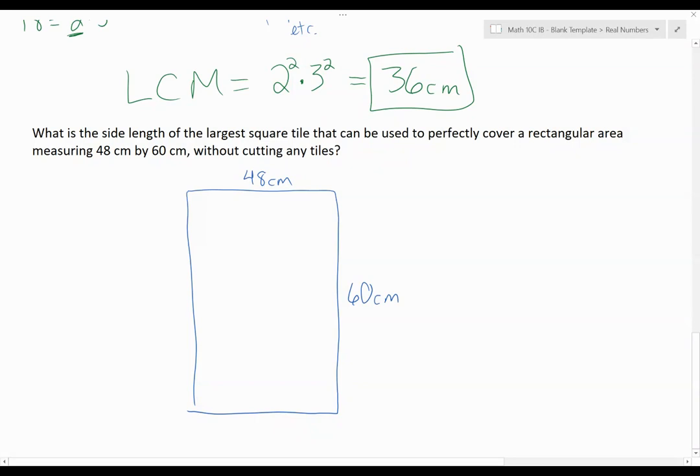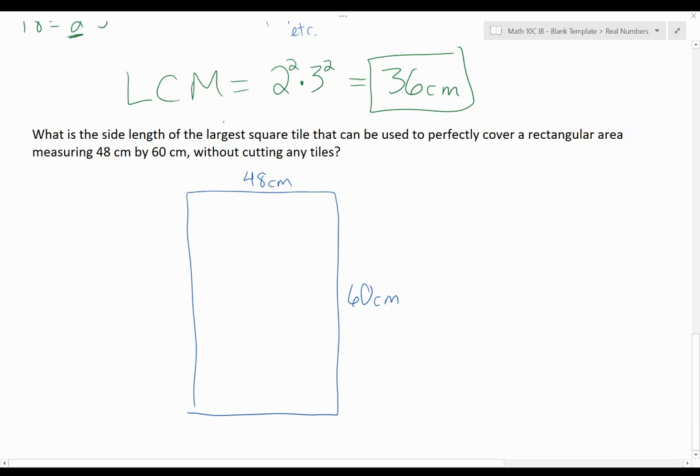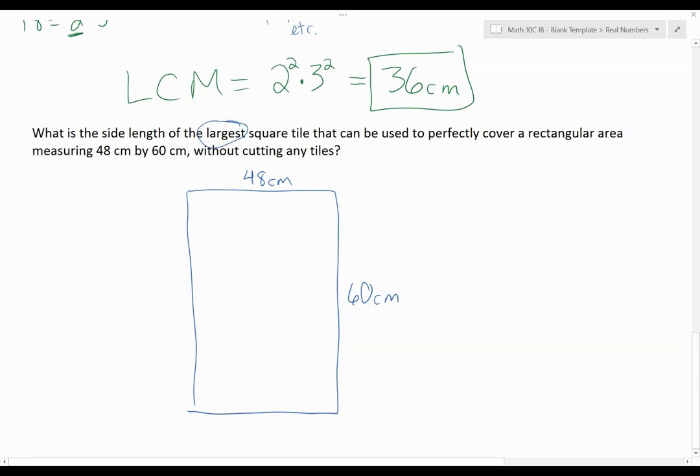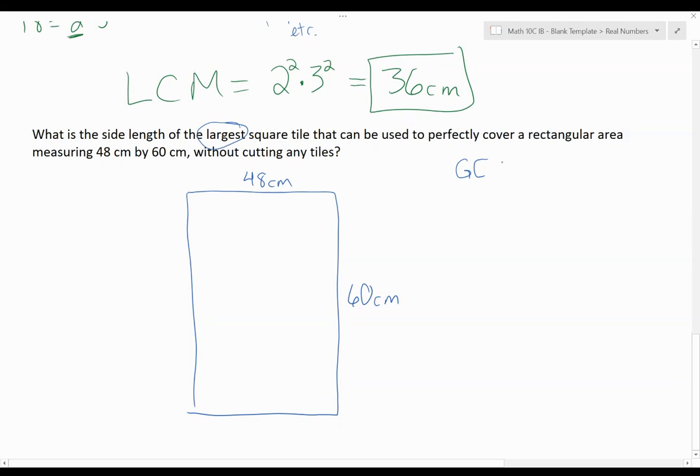Now, obviously I could use 1 centimeter square tiles and do 48 in one direction and 60 in the other, and that would work. I could use 2 centimeter tiles and do 24 in one direction and 30 in the other. But I want to know what is the largest square tile that I can use to perfectly cover it without cutting any. So the side length has to be a factor of 48. And what I am looking for is the GCF of 48 and 60.